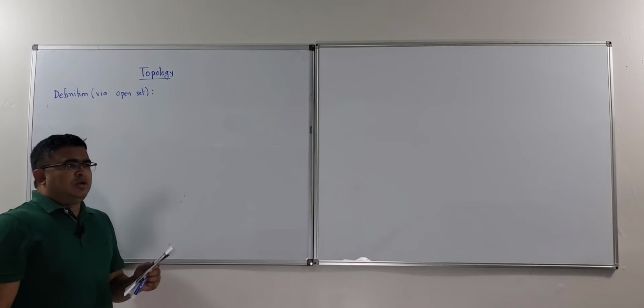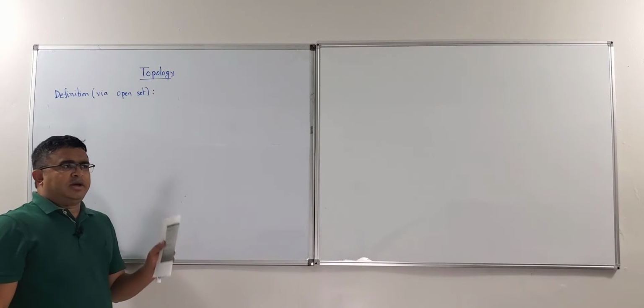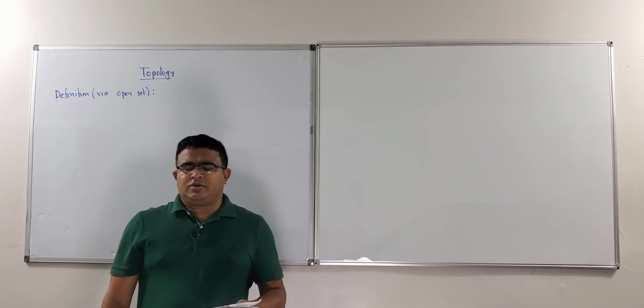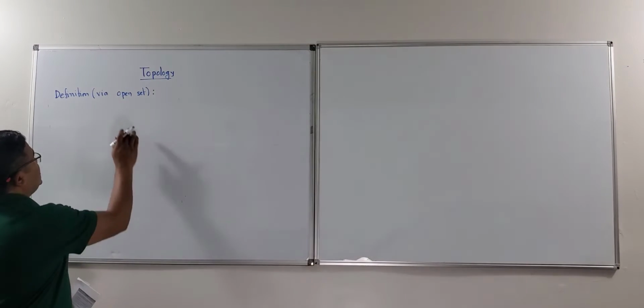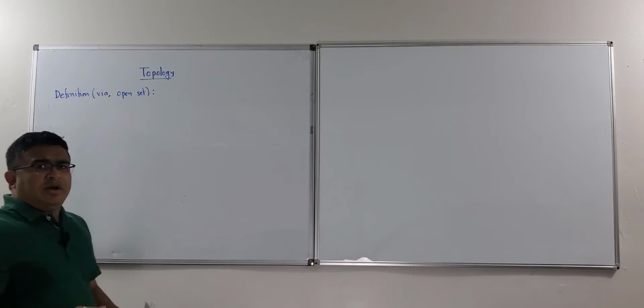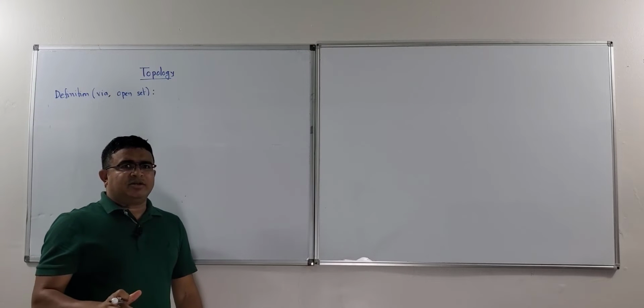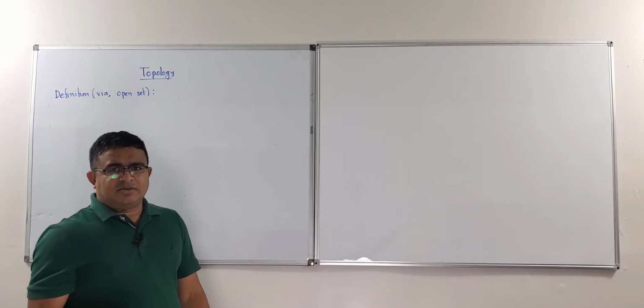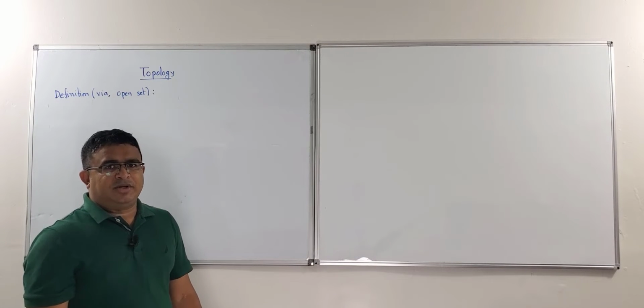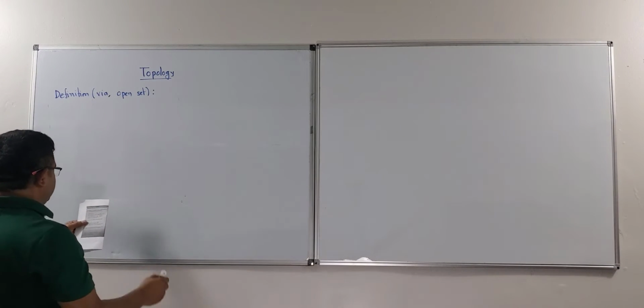In this video, we will learn the definition of topology and we will also discuss some examples. Topology can be defined in different ways. Here, we will define topology via open sets. If you have a set X, then a topology is just a collection of subsets of the set X which satisfies some properties. Okay, we can write the definition.